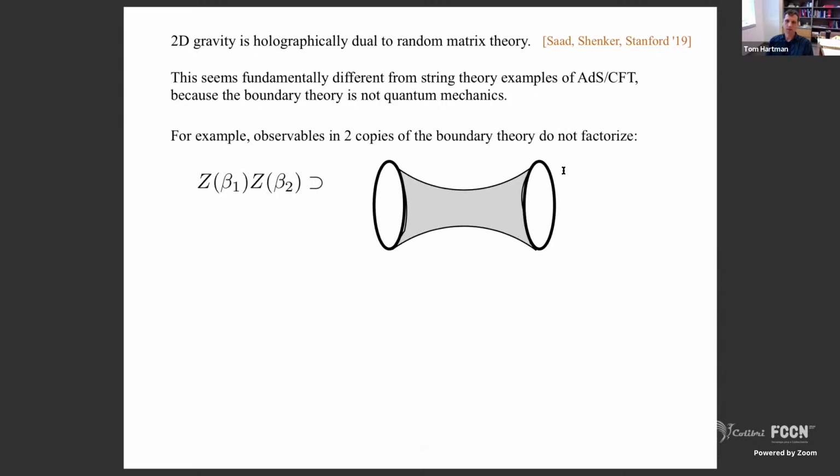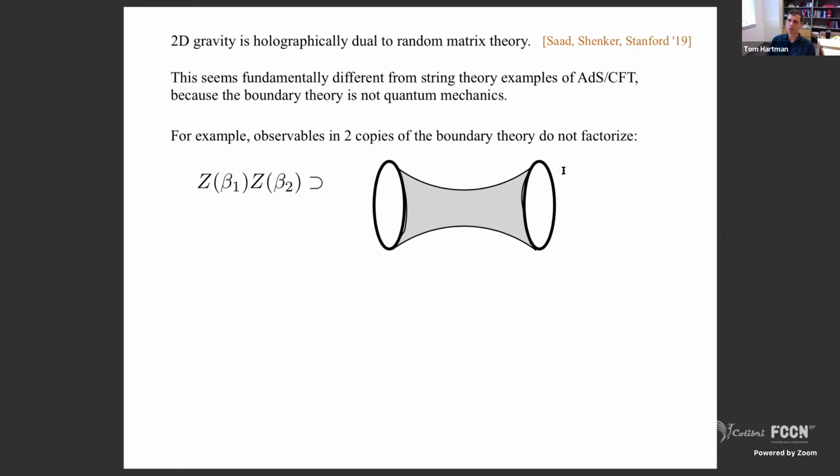So we learned a few years ago from Saad, Shenker and Stanford that two-dimensional gravity is holographically dual to random matrix theory. And this seems fundamentally different, at least at first glance, from other stringy examples of AdS/CFT, because in random matrix theory the boundary theory is not a quantum mechanics. It's an average over quantum mechanical theories. And this is fundamentally different because, for example, observables in two copies of the boundary theory don't factorize.